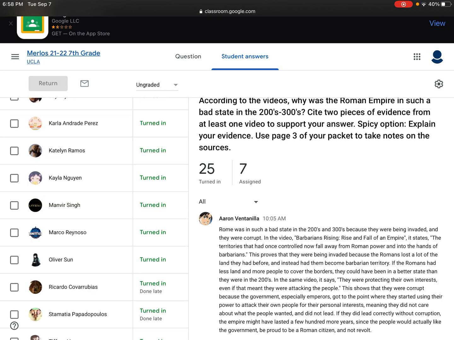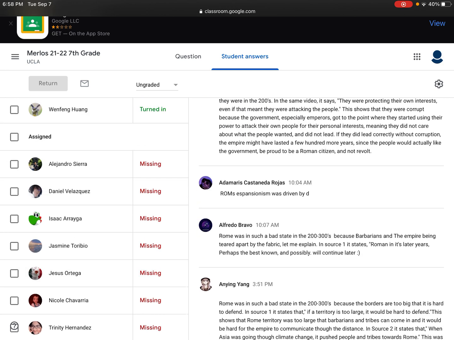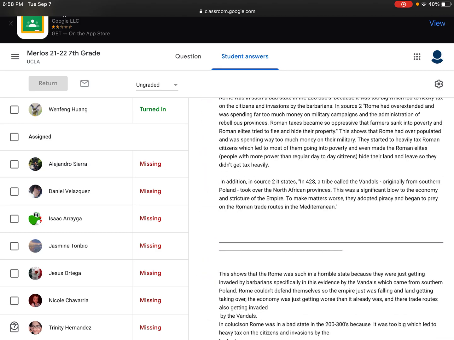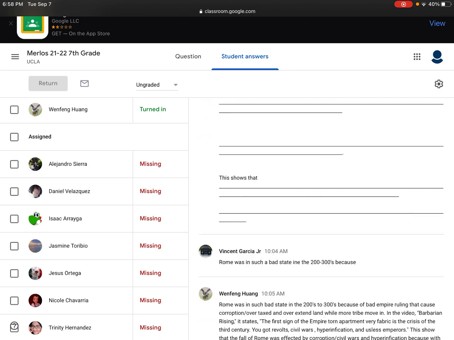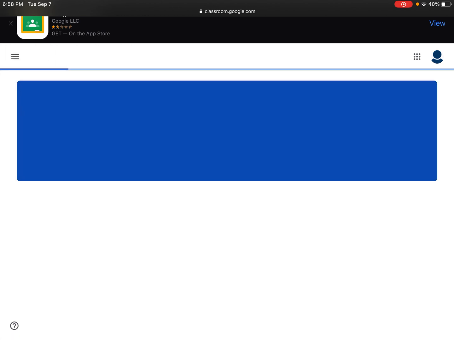UCLA, there's 7 students missing. So if your name is here, make sure that you get it done. Some of the students were absent. So again, some students submitted it, but it is incomplete because I did ask you to submit it so you wouldn't lose your work. So please make sure to go back and look at this. I will be spending some time giving you feedback on this, so make sure that it gets done. And then we have UCSC.